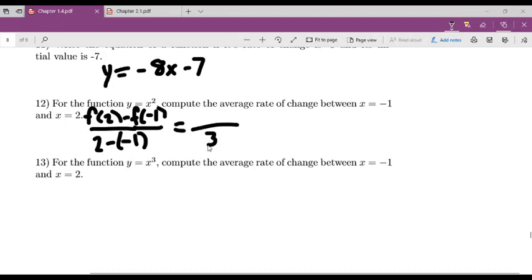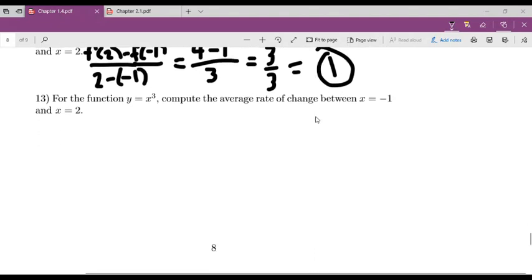Okay. Need to figure out what this f of 2 and this f of -1 are. I plug 2 into my function here. 2 squared is 4. I plug -1 into my function here. -1 squared is 1. Okay, so I get 4 minus 1, which is 3. 3 over 3, which is 1. So my average rate of change here is just 1.